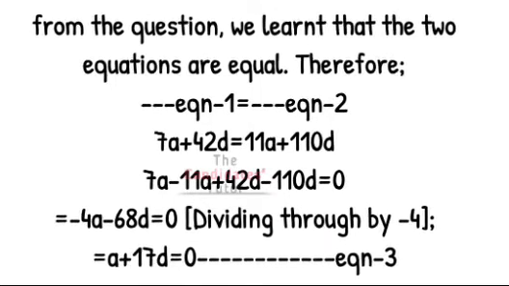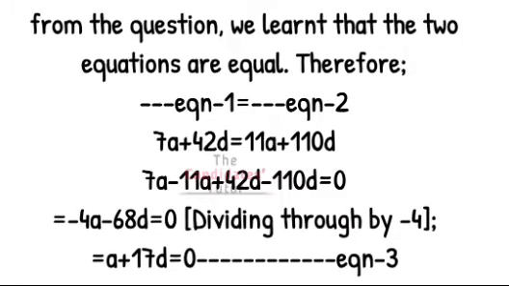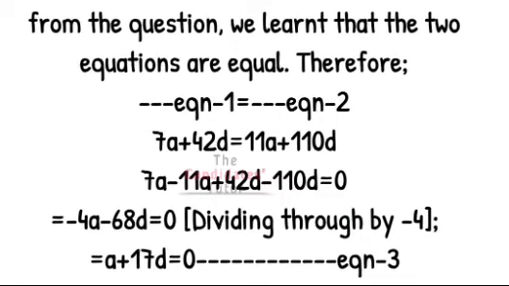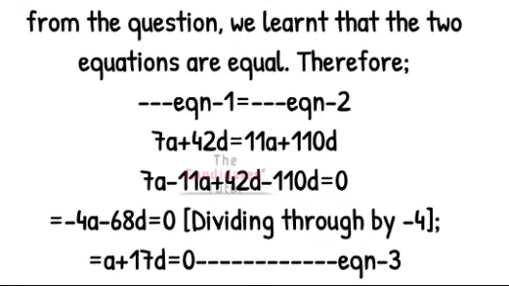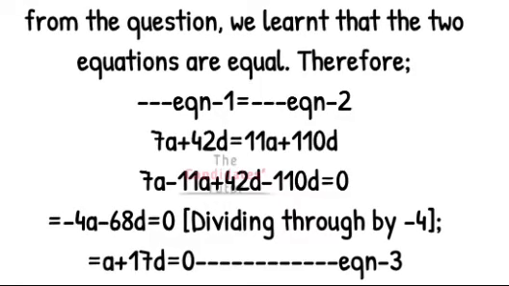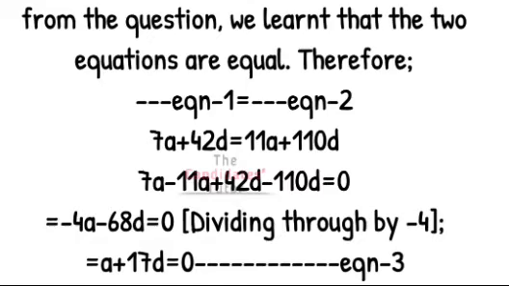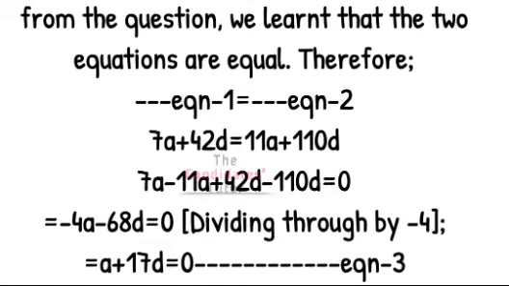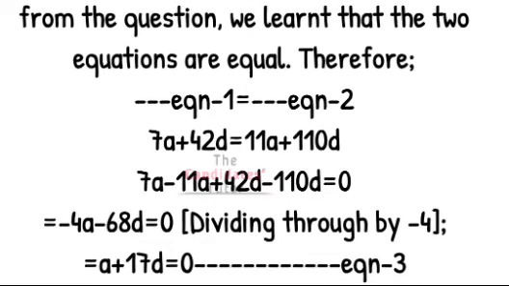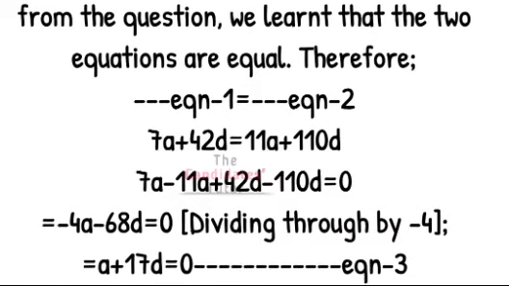And from this, we have to divide by negative 4. If you divide by negative 4, 4 goes into itself 1 time. You're going to have only a, and then 4 goes into 68 17 times. So we have a plus 17d equal to 0, because if we divide 0 by negative 4, it's still 0.